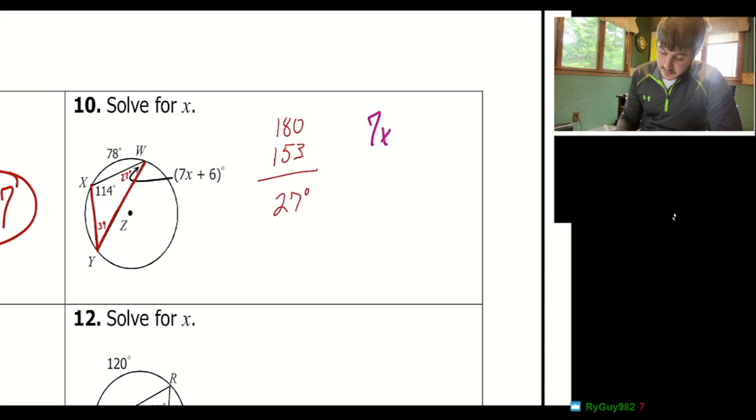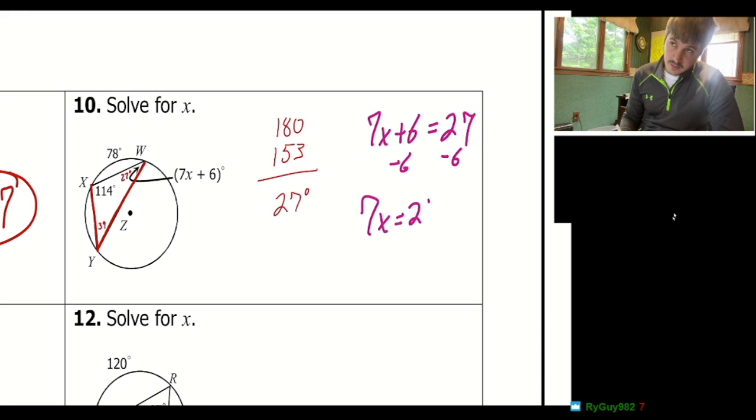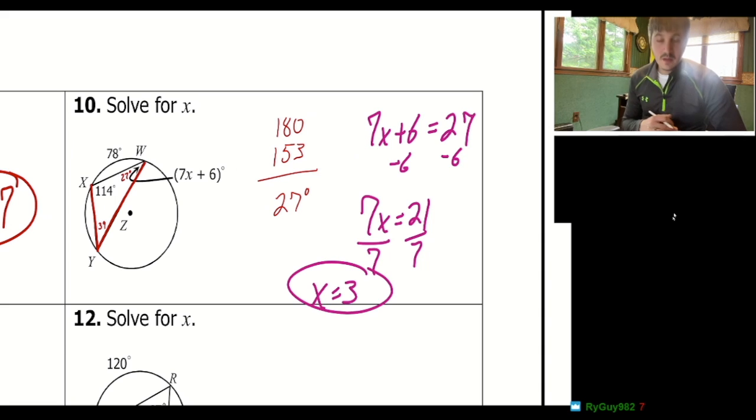So 7x plus 6 is equal to 27 degrees. We're going to subtract 6 from both sides. We get 7x equals 21. Divide both sides by 7. And we get a final answer of x is equal to 3.